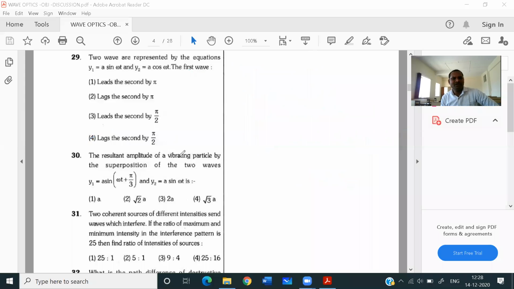The resultant amplitude of a vibrating particle by the superposition of two waves: y1 is equal to a sine of omega t plus pi by 3, y2 is equal to a sine omega t. So from these two waves, what is the delta phi? The phase difference between these two is pi by 3, which means 60 degrees, just by seeing these two equations. Then what are they asking? The resultant amplitude of the vibrating particle by superposition of two waves.